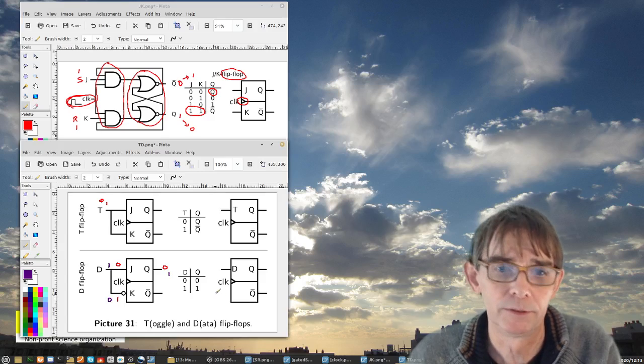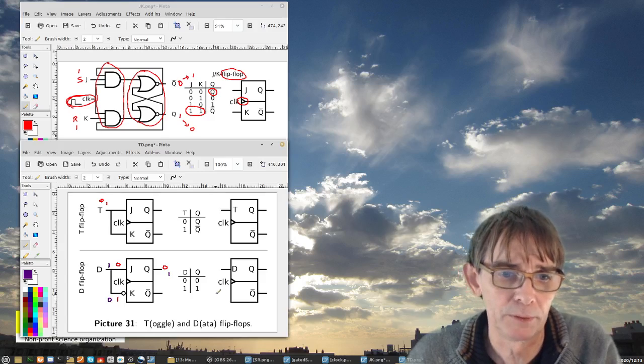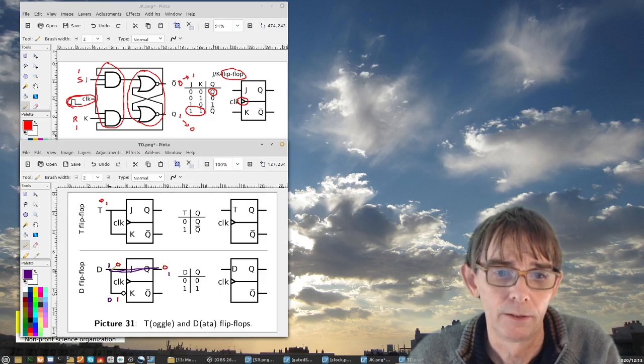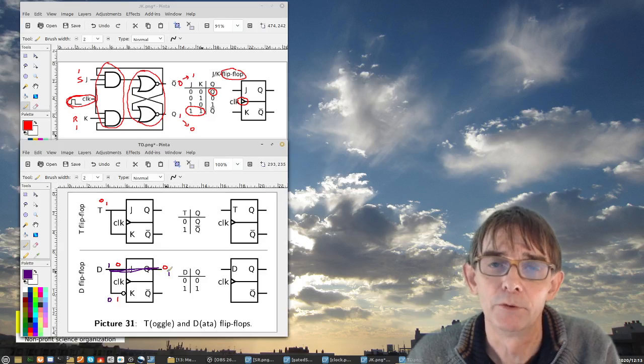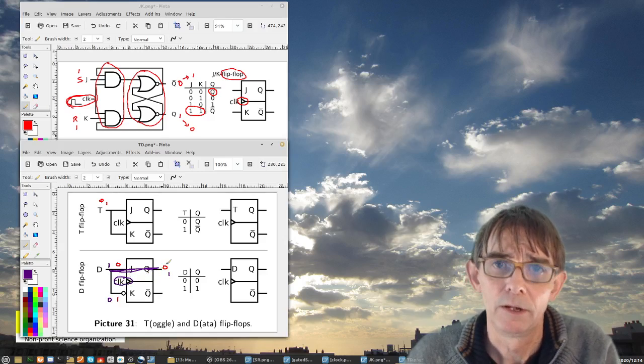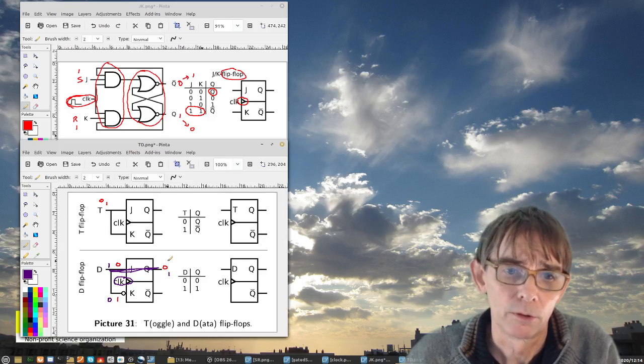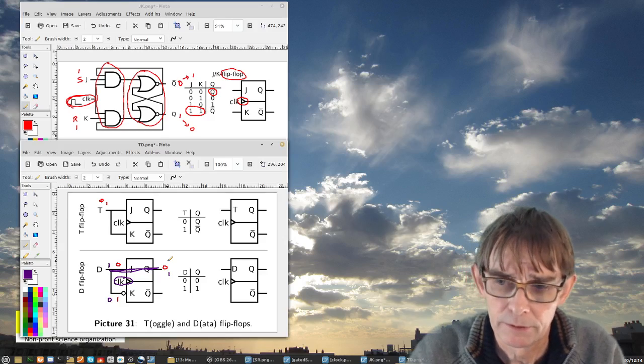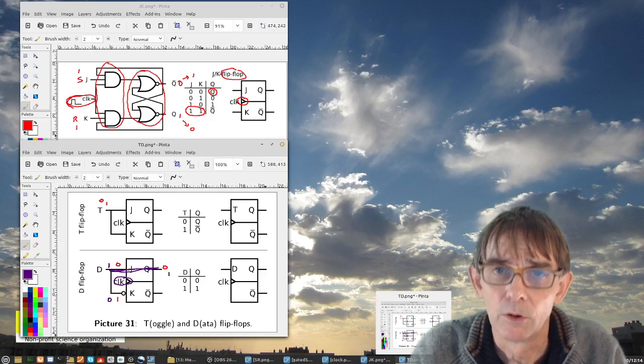It seems to be a little bit stupid to just copy the input. Why not just put a line here? But don't forget that it can only change the state upon the clock. So we have a clocked memory element. By the time the clock signal arrives, then the input is going to be saved in the flip-flop.